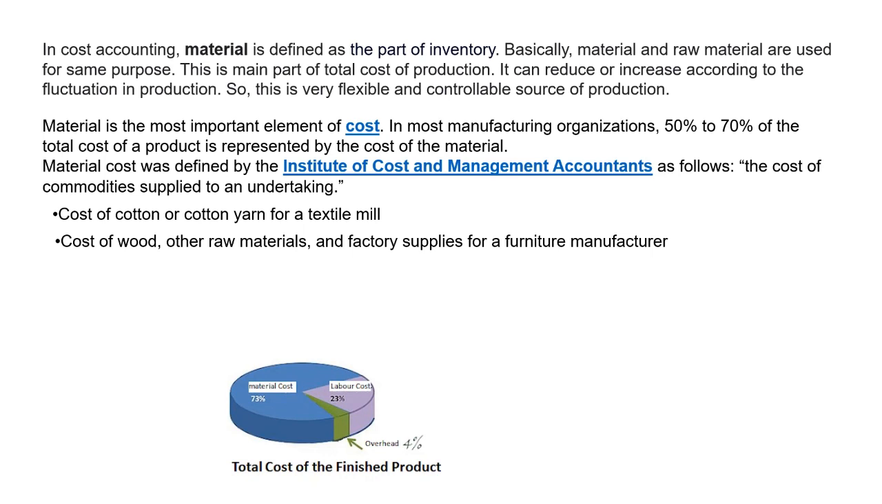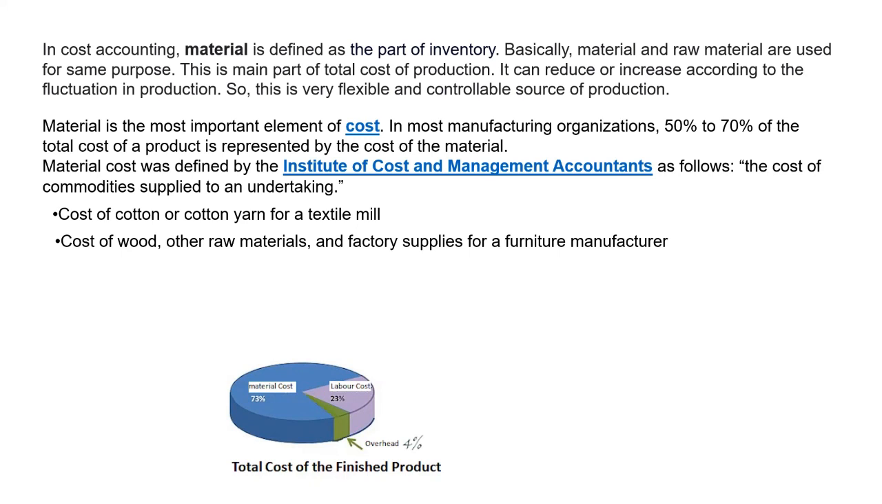So first thing we have to understand here: what is material? Material is a part of inventory, your total inventory. Basically, materials or raw materials are used to produce the main product. Without that, your production may not be possible, right? If you consider the total cost of production, around 50 to 70% of the cost will be related to your materials.